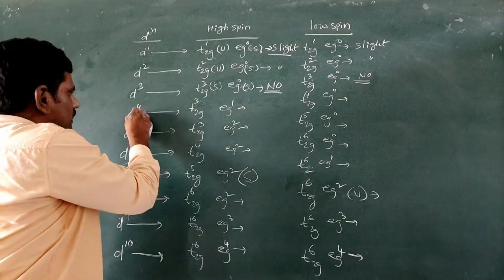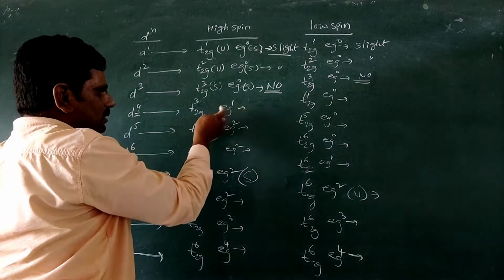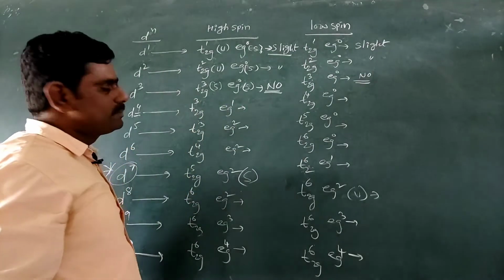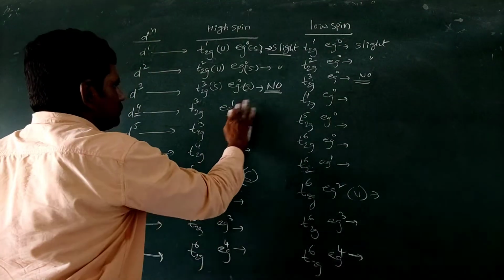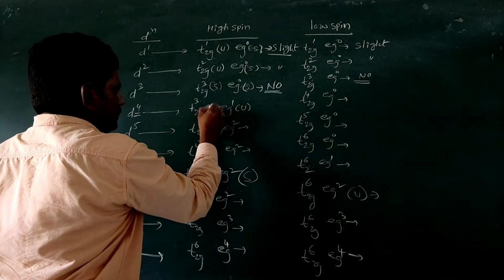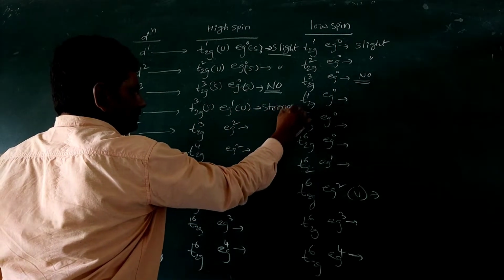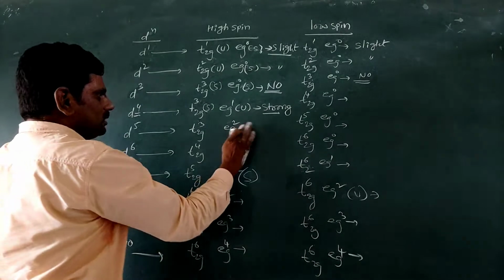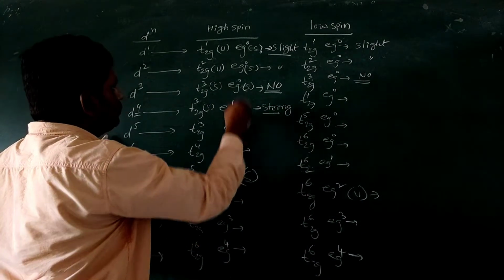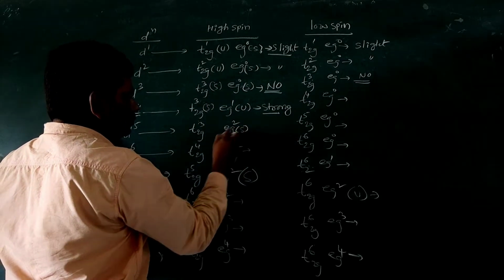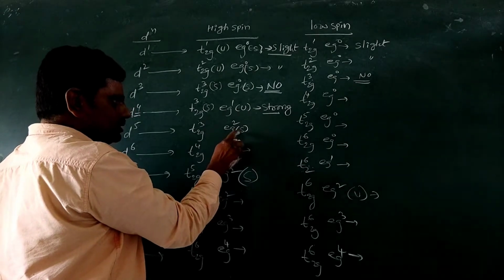Now for d4, the fourth electron comes to the eg orbital rather than pairing up in high spin complexes. High spin complexes are formed in the presence of a weak ligand. So t2g is unsymmetric, eg is symmetric. If eg is unsymmetric, there will be a strong distortion. Here eg2 is in high spin, that is symmetric.